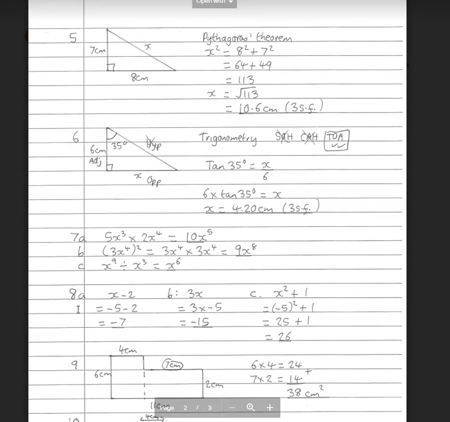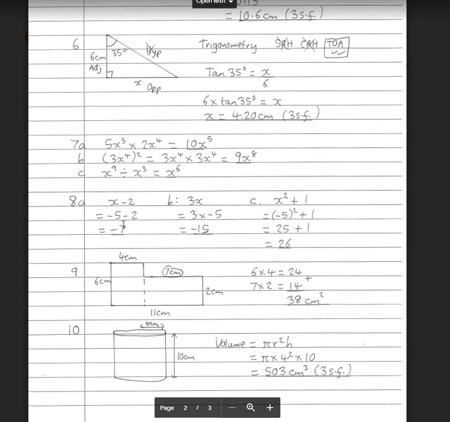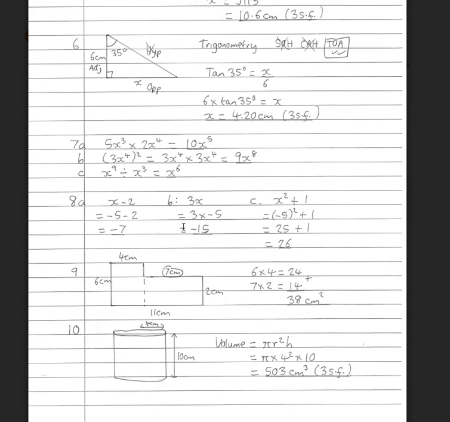For question 8a, you're trying to work out the value of these expressions when x is minus 5. If I was you, I would take your time, because even though these are fairly easy, people make mistakes because they rush them. So write out x minus 2, and then wherever you see x, write minus 5. So it's minus 5 minus 2. You're taking away 5, now you're taking away another 2, it's minus 7.